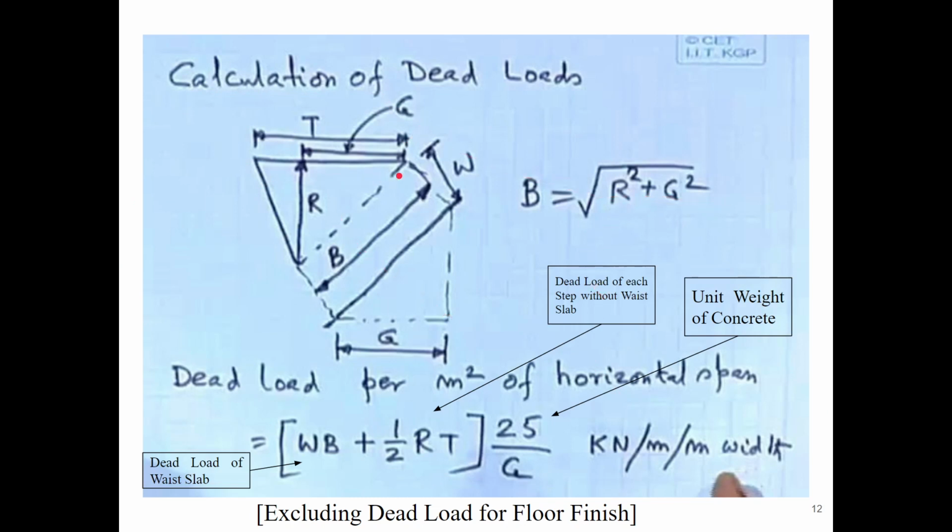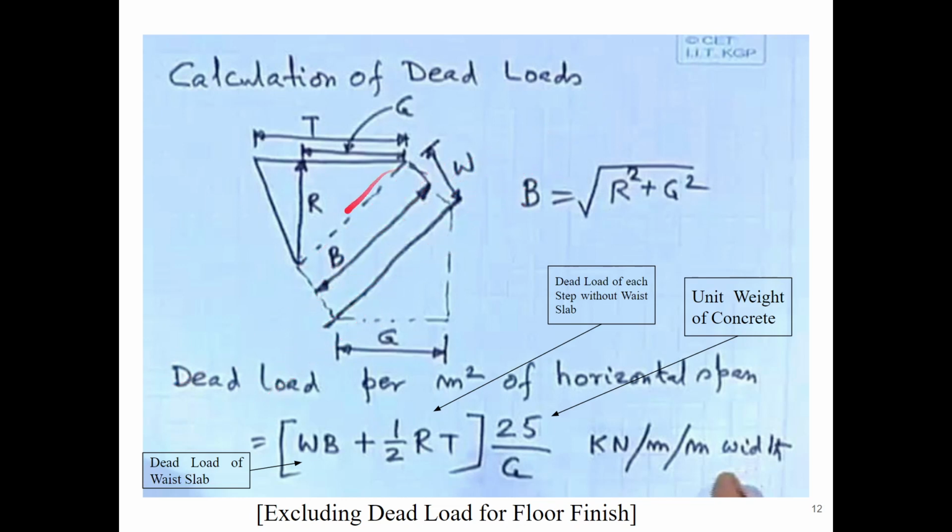For dead load, we basically have three loads. One is the dead load of the waist slab, that is this portion. Second is the dead load of each step without the waist slab, that is this portion. This is basically a step. This is the tread, this is the rise, this is the going part, this is the nosing part, and this is the width along the waist.